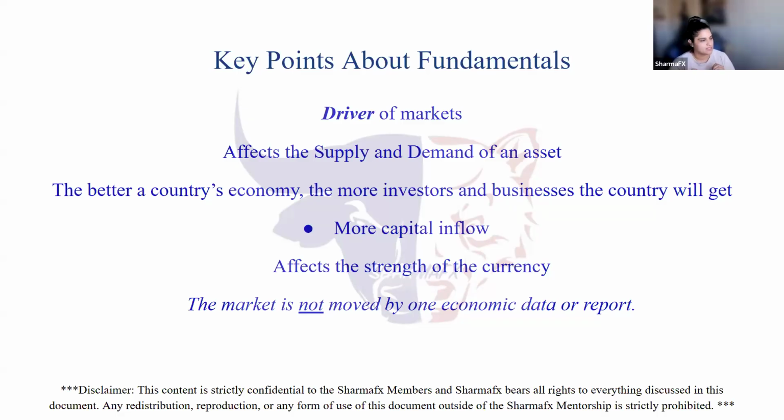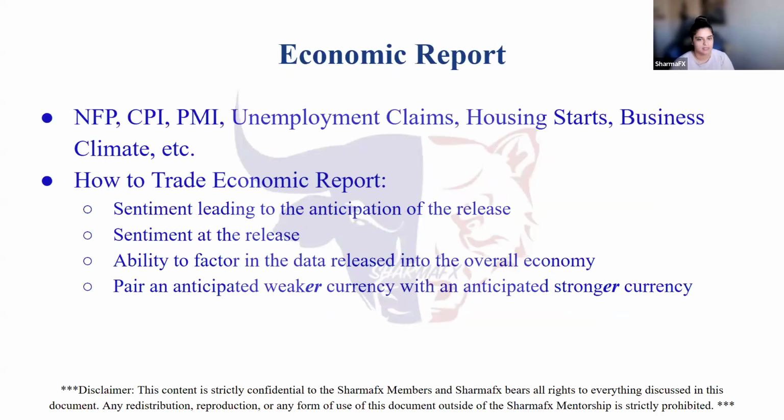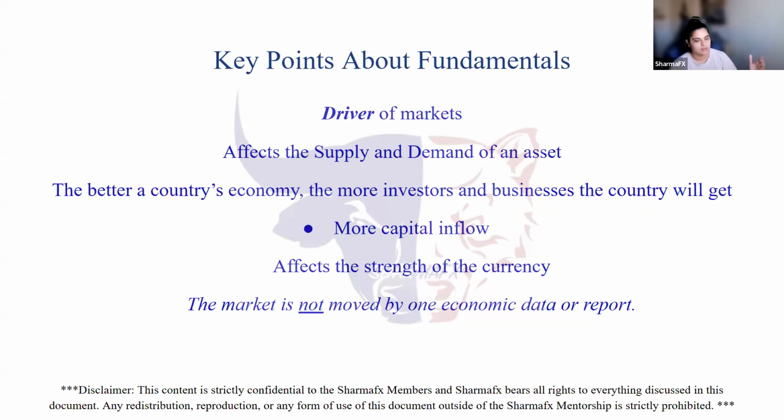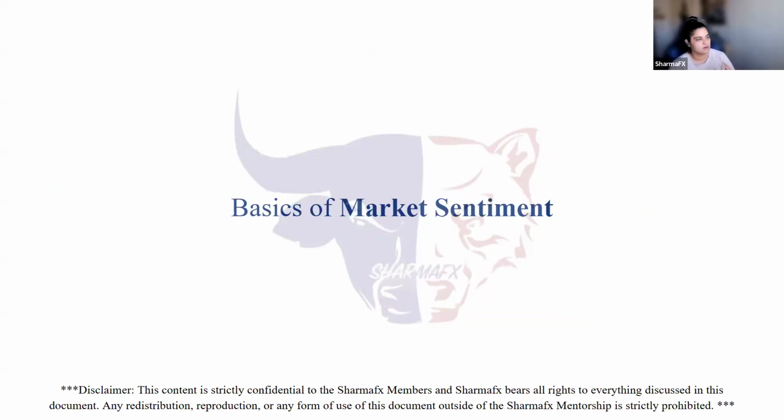But the main thing to understand here is that just because NFP came out, just because CPI came out, the market is not moved by just one economic data report. It comes back to the ability to factor the data release into the overall economy. What does the CPI release mean? What does the NFP release mean? What does it mean for the current economy? Again, coming back to understanding the economic cycles: when is inflation good in expansionary? When is inflation bad in contractionary? When are high interest rates good? When are low interest rates good? Those kinds of things.